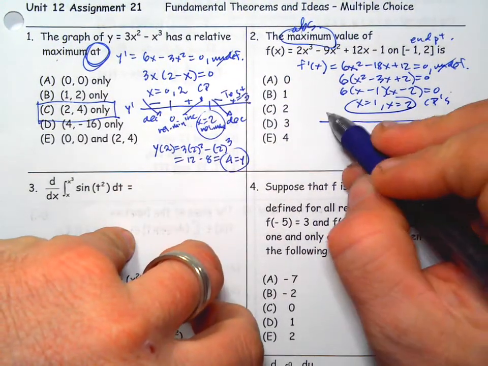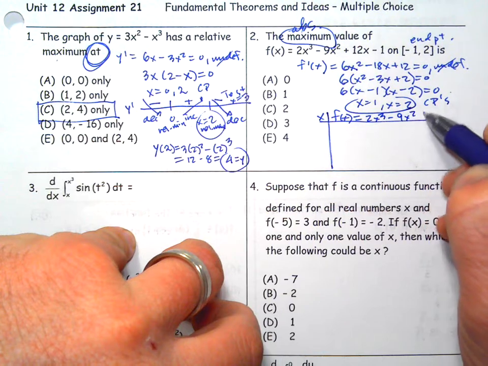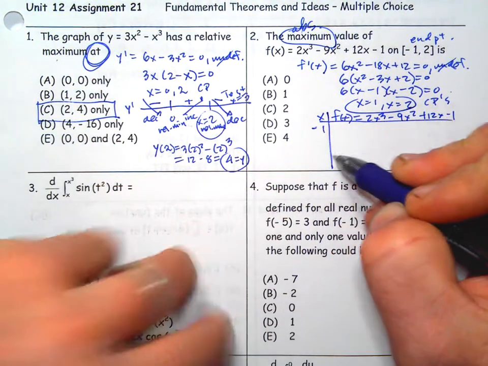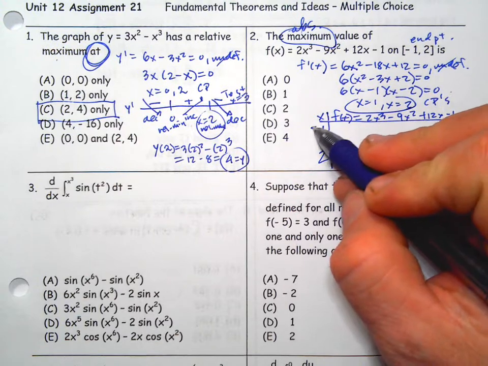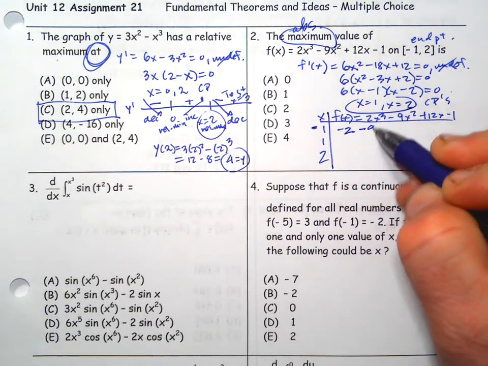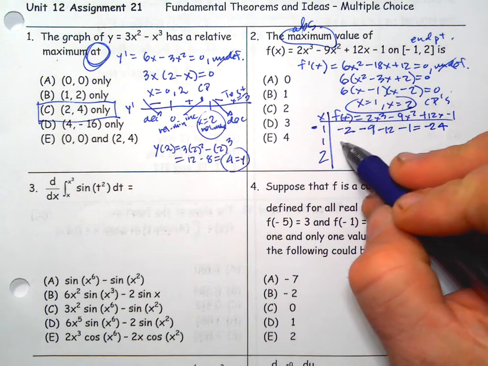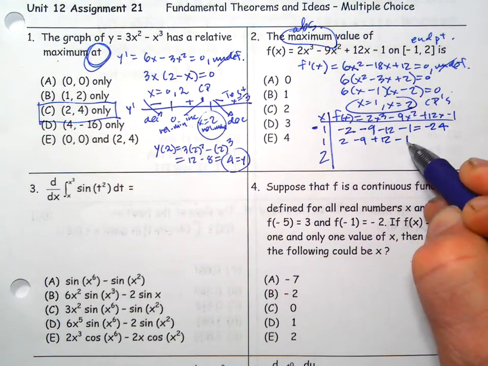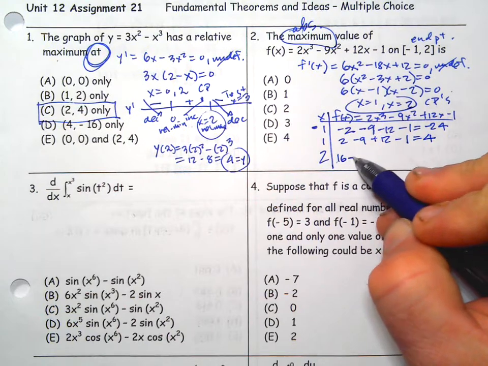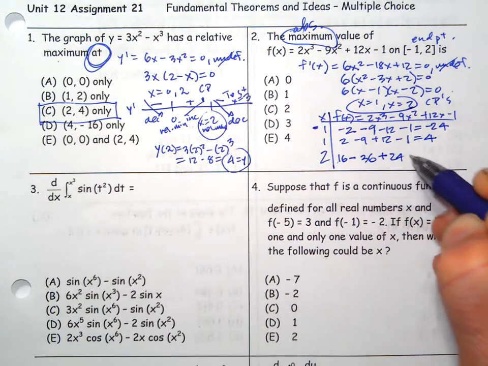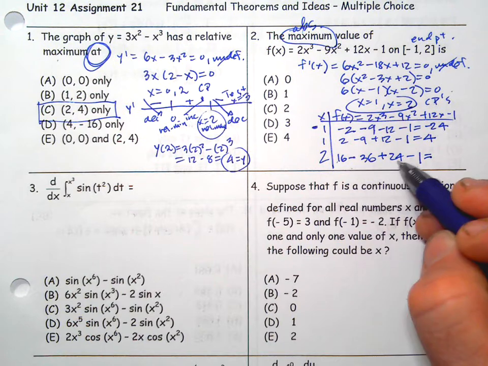We're going to make a little table. Plug these in to the original function, 2x cubed minus 9x squared plus 12x minus 1. Endpoints, negative 1 and 2, and critical point 1. Plug negative 1 in. We get negative 2, minus 9, minus 12, minus 1, is negative 11, negative 23, negative 24. Plug positive 1 in, you get 2 minus 9 plus 12 minus 1. Negative 7, plus 5 is positive 4. Plug 2 in, you get 16 minus 36 plus 24 minus 1. It's going to be, let's see, negative 12 plus 24 is 12, minus 1 is 3.